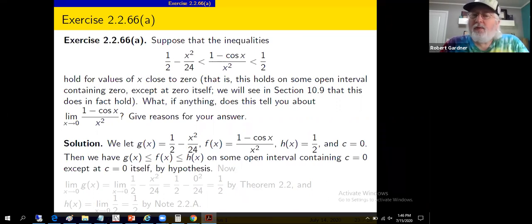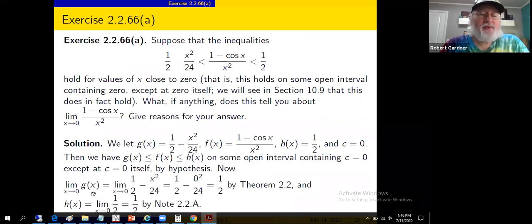But wait, we've got f sandwiched between g and h. We need to make sure g and h have the same limit as x approaches 0. The limit as x approaches 0 of the g function, oh, it's a polynomial, I can just substitute in. The limit as x approaches 0 of the h function is just a constant, so the limit is a half for that one. So the limit of g of x, that 1/2 minus x squared over 24 stuff, you can plug in the 0. Why is that? Because it's a polynomial. Theorem 2.2 justifies that. And the limit as x approaches 0 of a constant function is the constant. It's note 2.2.a in the notes. So we've got 1/2 out of both of these. F is sandwiched between g and h. G has a limit of a half.